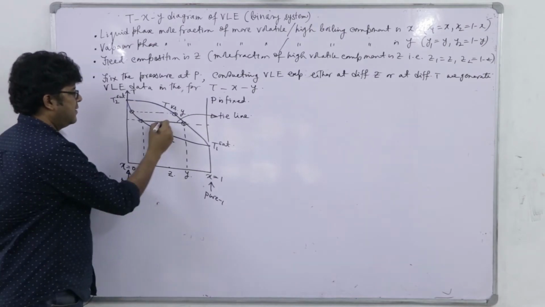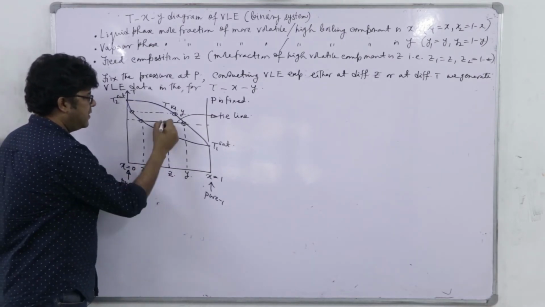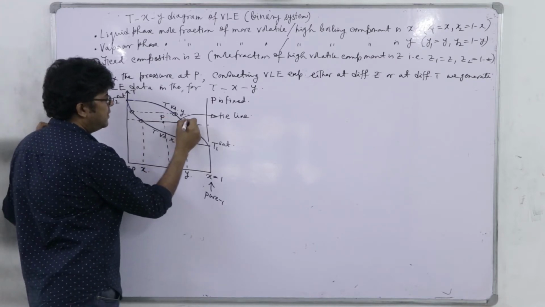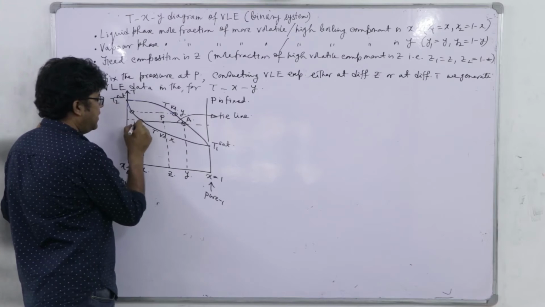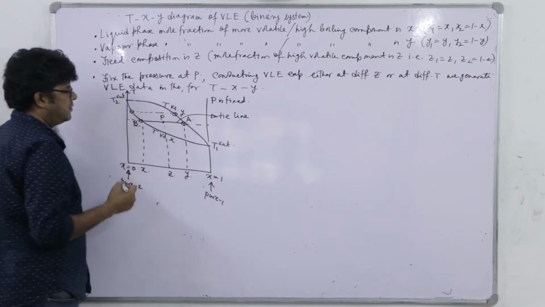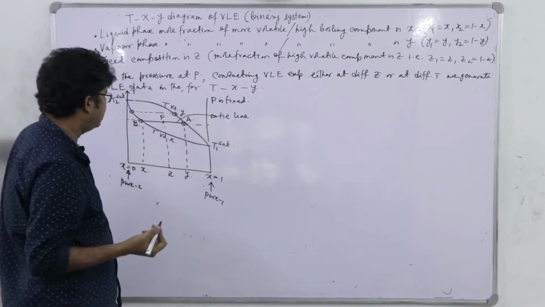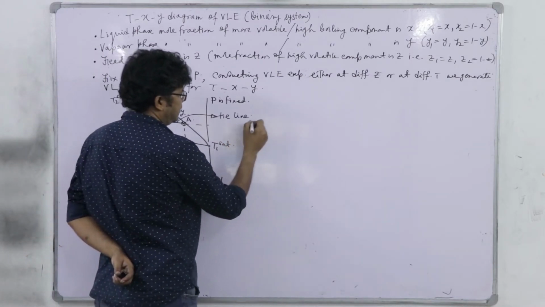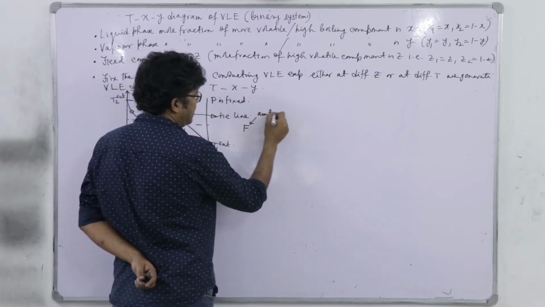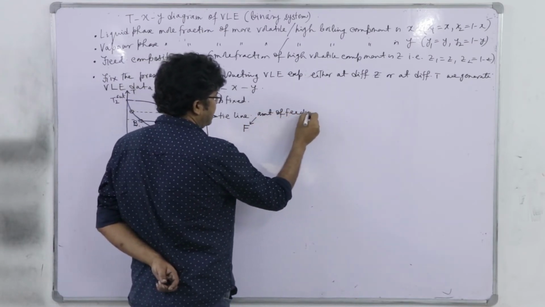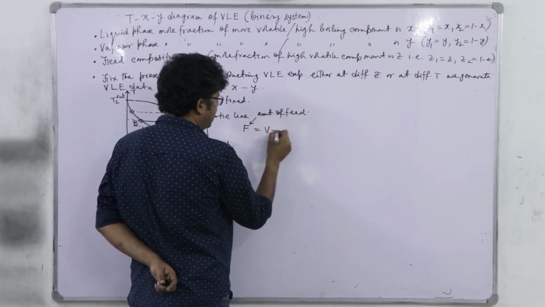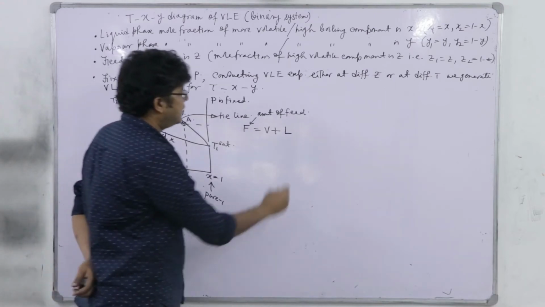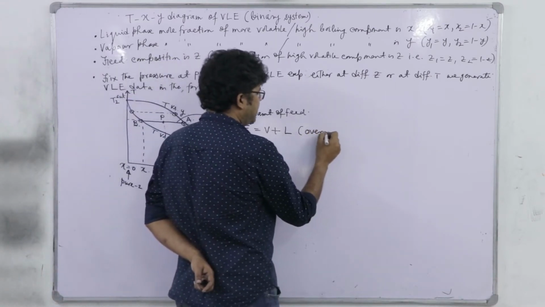This is the tie line, and if this is Z, let us say the point is P, this point is A, and this point is B. Simply by a balance, we can write that F, which is the amount of feed, is equal to the amount of vapor formed plus the amount of liquid formed, right. So this is the overall material balance.